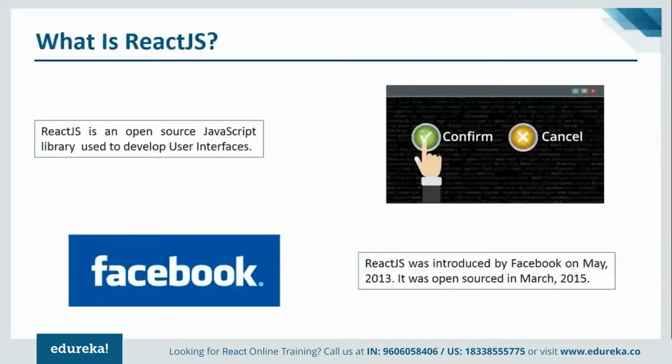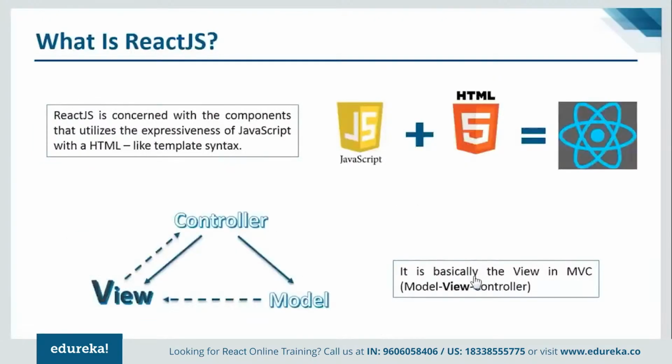As I have already told you, ReactJS is an open source JavaScript front-end library that is used to develop interactive UIs. Though Facebook was using it since 2011, it was introduced to the rest of the world in May 2013, and later in March 2015 it was open sourced. Moreover, ReactJS is concerned with components that utilize the expressiveness of JavaScript along with HTML-like template syntax. That is, it combines the features of JavaScript and HTML and then provides us a dynamic language. It is basically the view in MVC, that is the model view controller. It is not concerned with anything except for the view, that is, it handles the representation of our web page at any point of time.